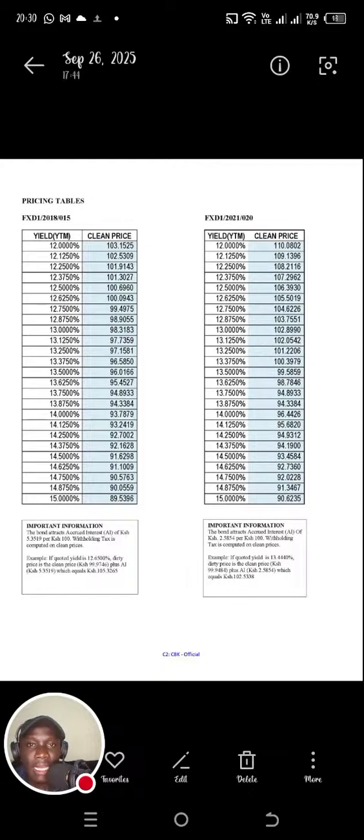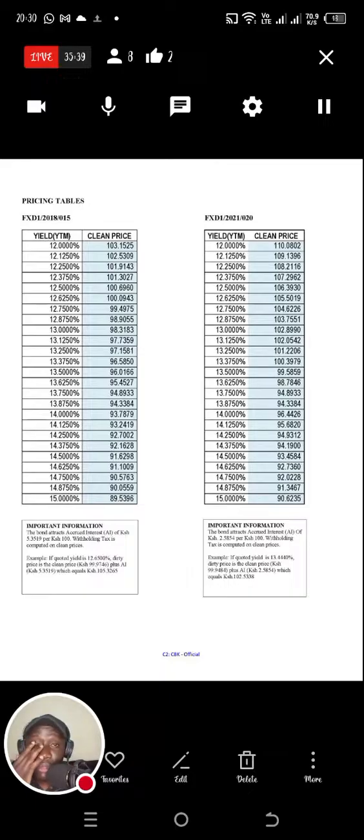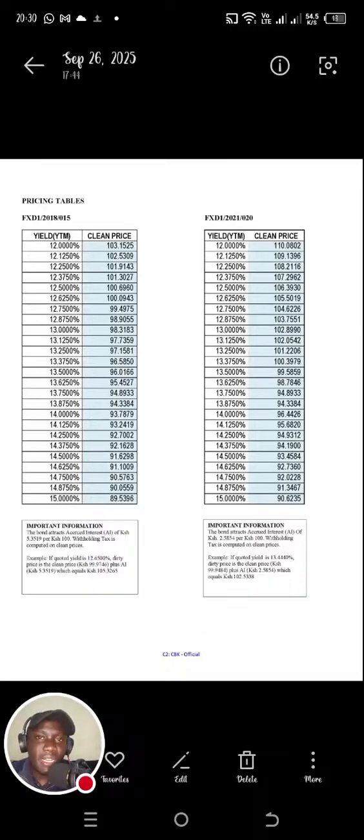Anytime reopened bonds are issued, they need to be followed by what we call pricing tables, because they are not new bonds. When you are talking about a new bond, if I want to invest 100,000, it will be very clear that what I will send to the Central Bank of Kenya is 100,000. But the case is quite different when it comes to reopened bonds. Now let's move to pricing.